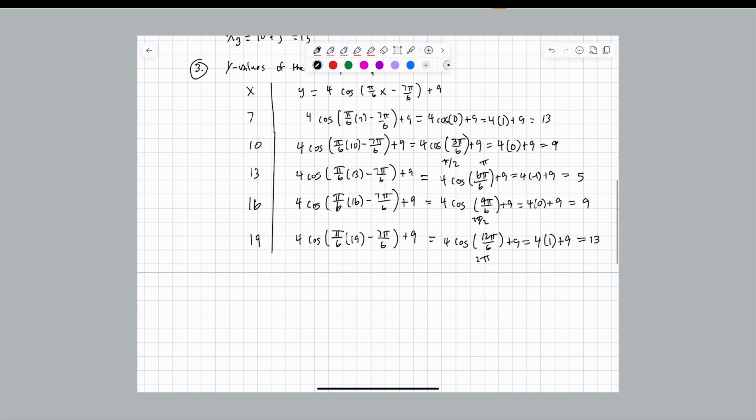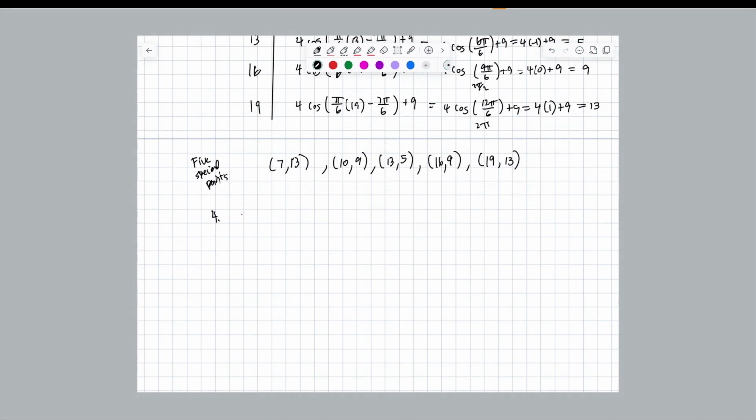Okay, so now that we have all our special y values, the special points, or the 5 key points, are the pairs 7, 13, 10, 9, 13, 5, 16, 9, and 19, 13.